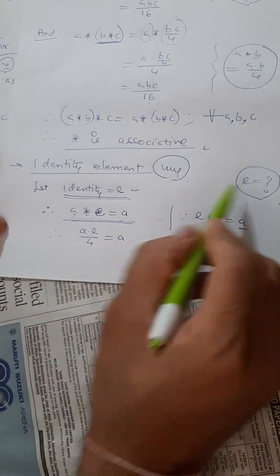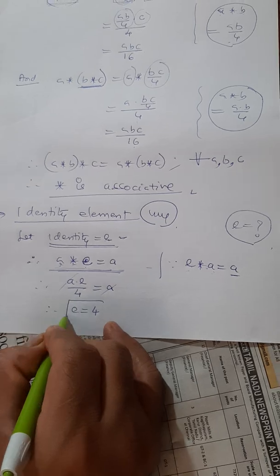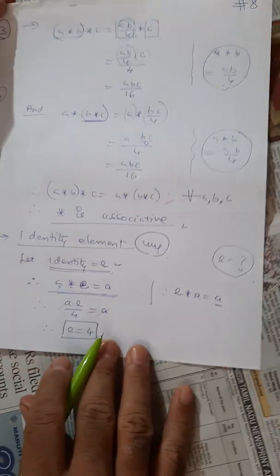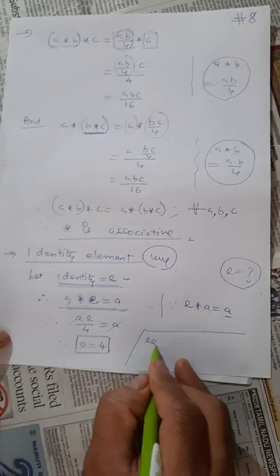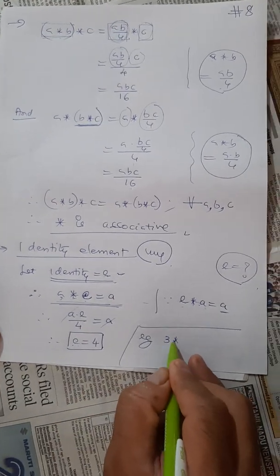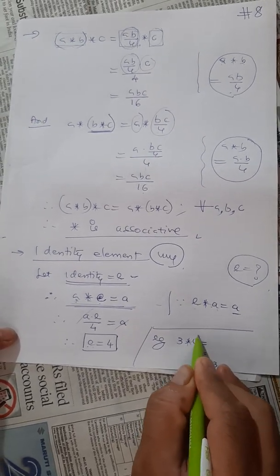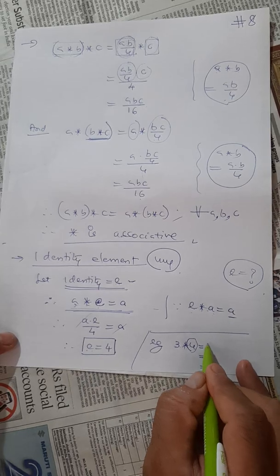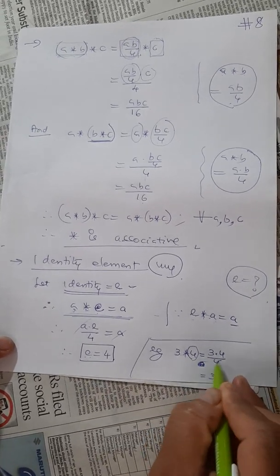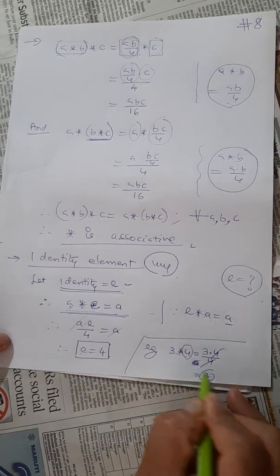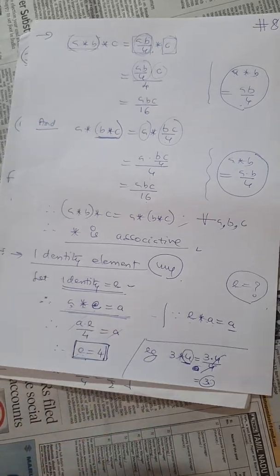Our question is to find E, so A will get cancelled. So E is 4. Here identity is 4, remember. If you want to see, for example, you find 3 star 4, your answer has to be 3, because this 4 being identity should not have any effect. Why? Because you recall the definition, 3 into 4 by 4. So 4 will get cancelled, you will get 3, the same element. So this has to be identity. So here identity is 4.